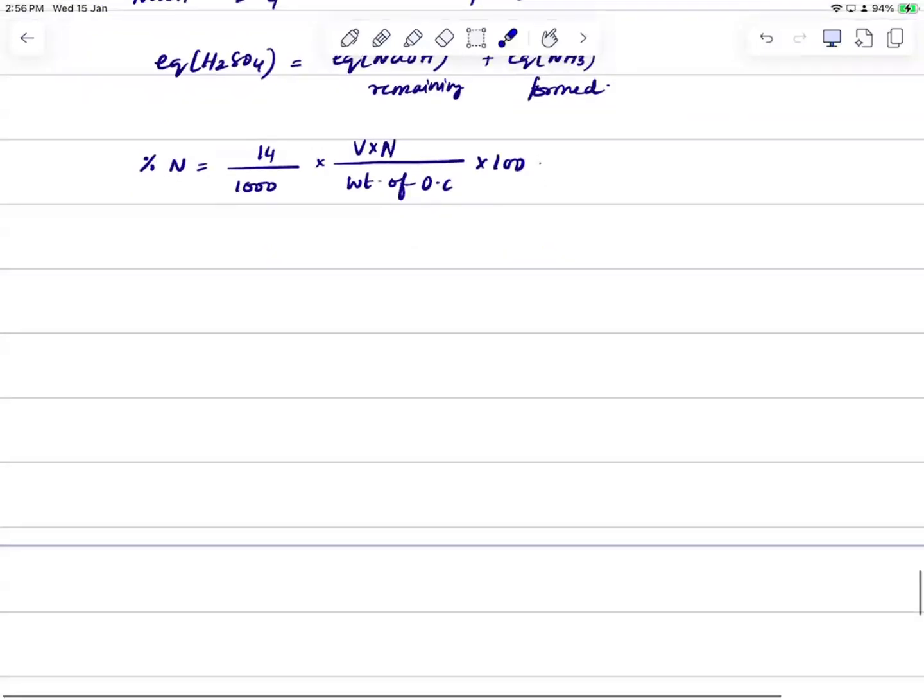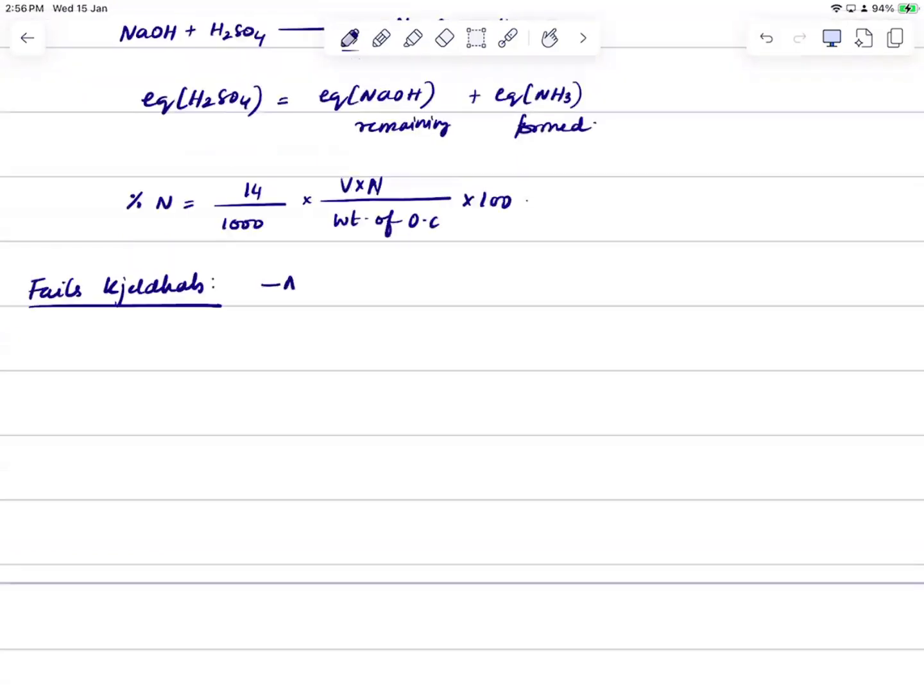Here the important part is which compounds fail Geldahl's method. Which one of these will fail? The group which will fail is azo. N double bond N is azo. Next, diazonium salt. It will fail for diazonium salt. Anything which is azo or azoxy, meaning N with an O group. Next, nitroso, then nitro.